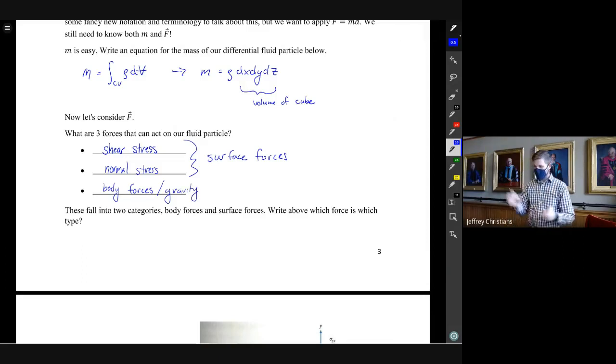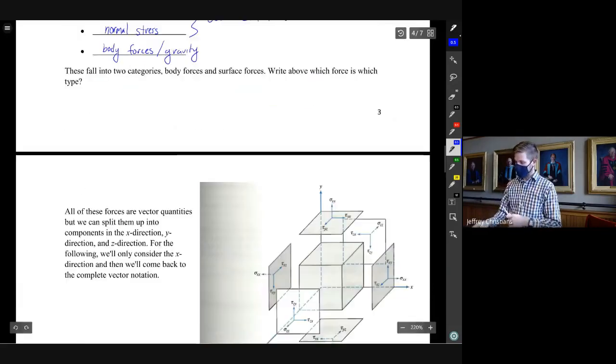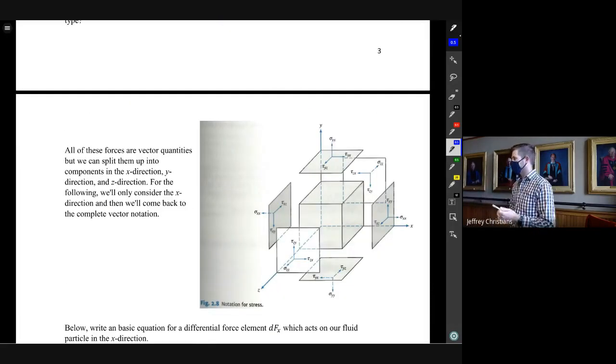Okay, so we have, again, these two broad categories, body forces and surface forces. We have shear stress, normal stress, and gravity. We could have other body forces. We typically don't. We potentially could. If we did, then things would get even uglier than they will already. But in most cases, we don't have magnetism or something like that.